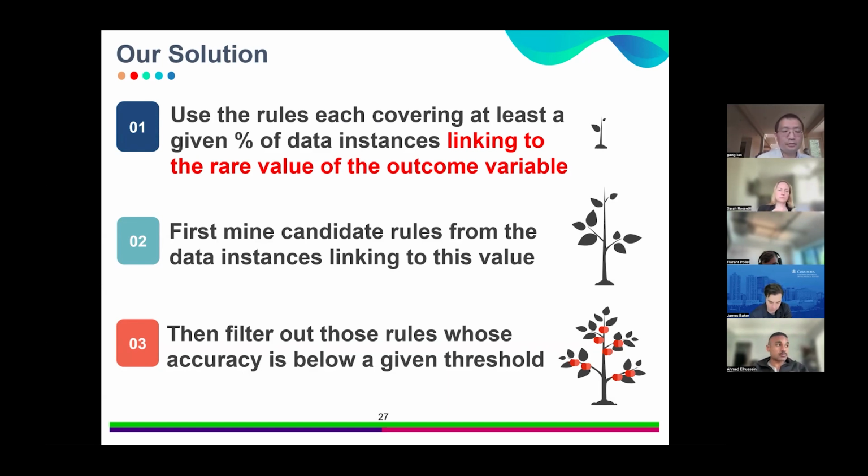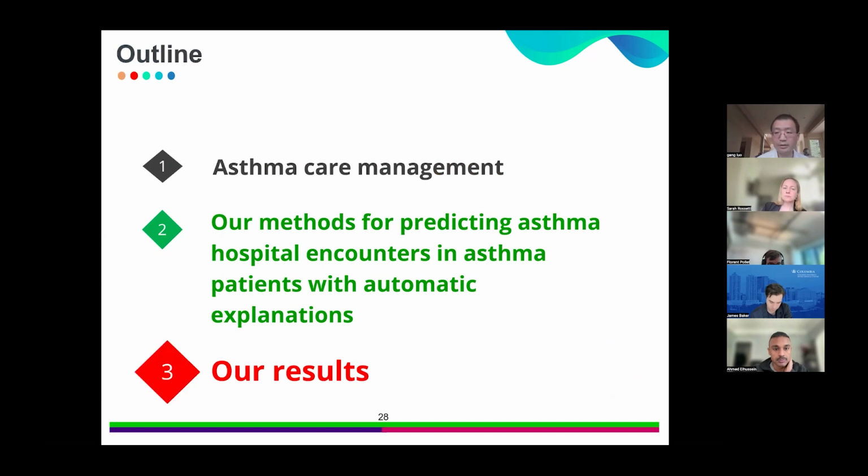Then for all the data instances that link to this particular value, the bad outcome, we mine the candidate association rules. Then we filter out those association rules whose accuracy is below a given threshold. In this way, we get each association rule to be accurate enough by itself and also link to a sufficient number of data instances that link to the bad outcome value. In this way, our approach can handle imbalanced data.